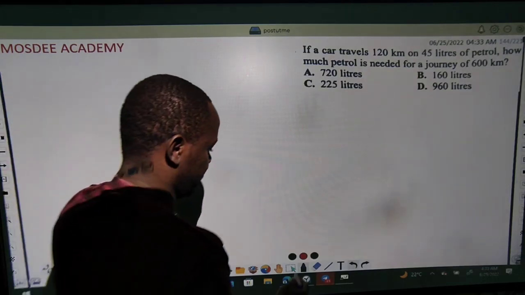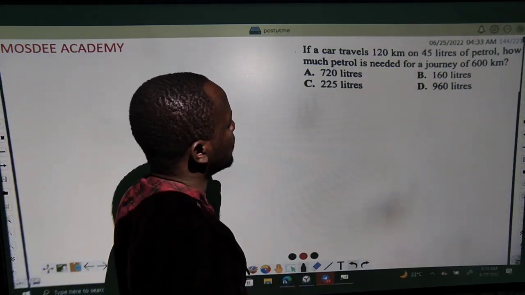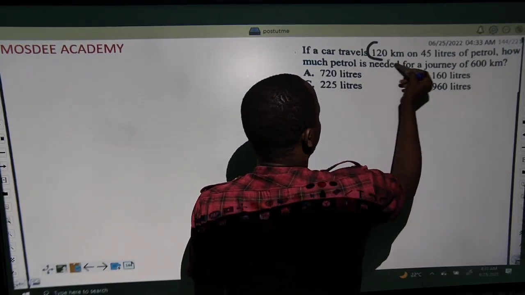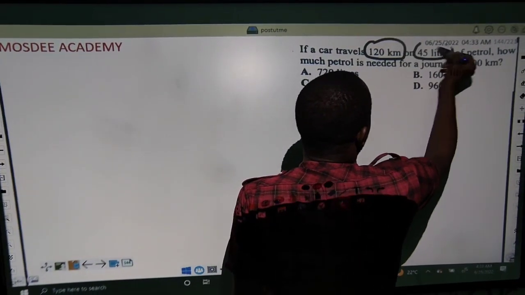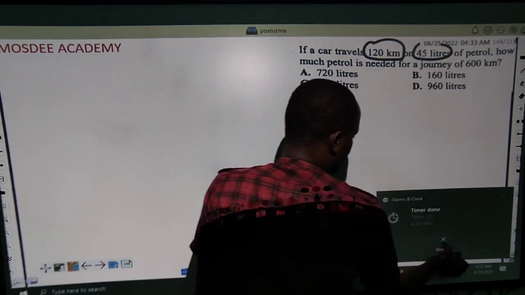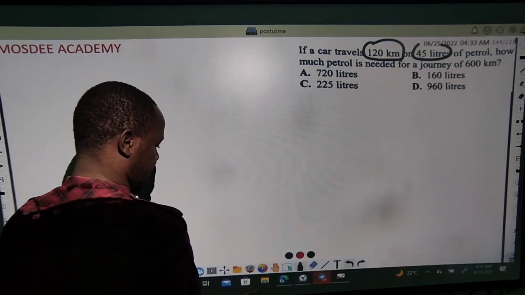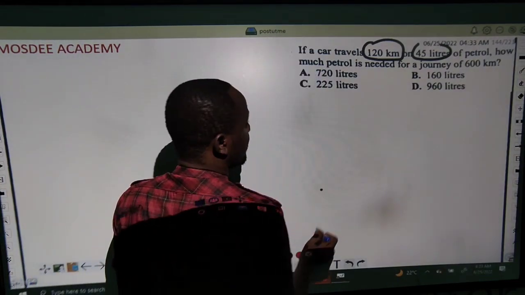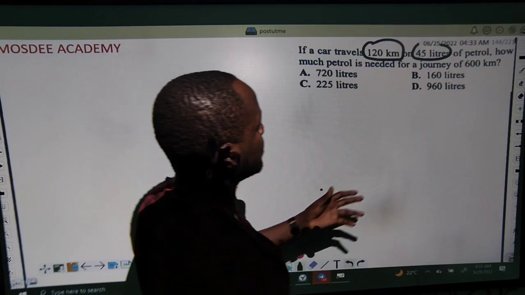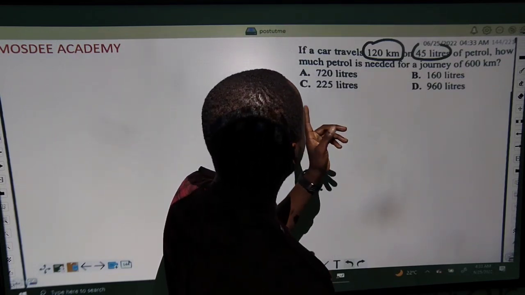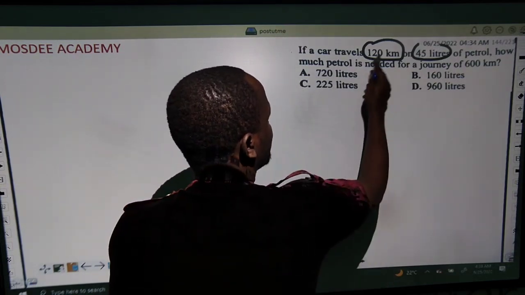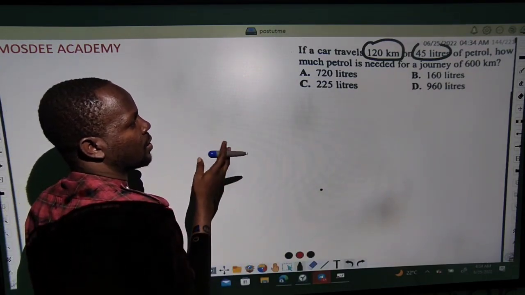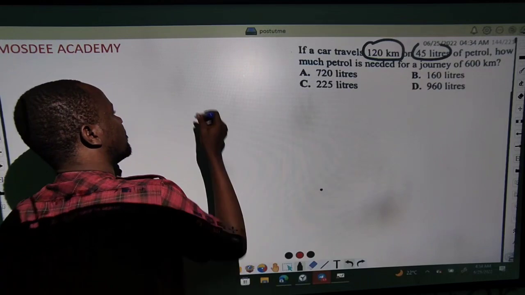And the next question says, if a car travels 120 kilometers on 45 liters, then how much petrol is needed for 600 kilometers? How many times can 120 go into 600? That's 5 times. So 45 times 5.